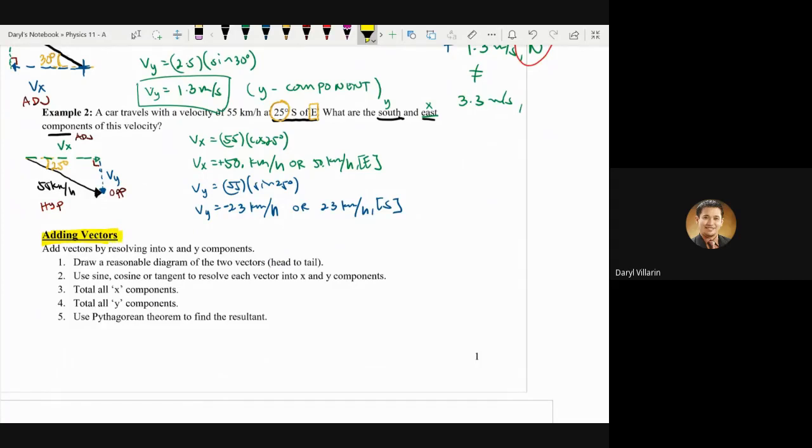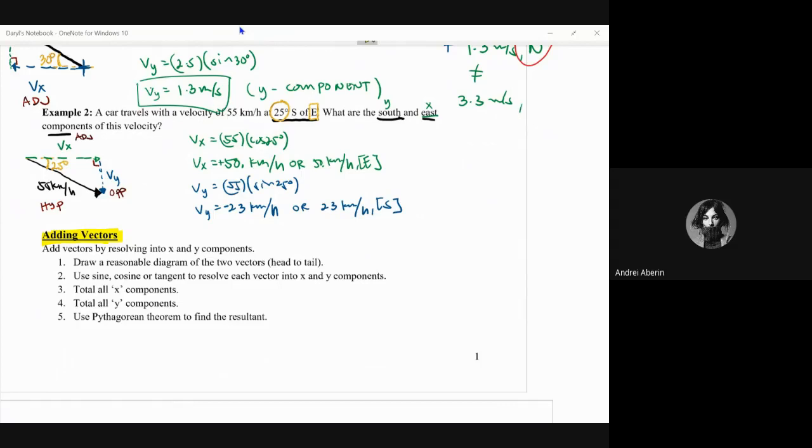So to add vectors, there are different methods that you can use, but this should be the general method. That means that the steps here can be employed even though you are adding 100 vectors.